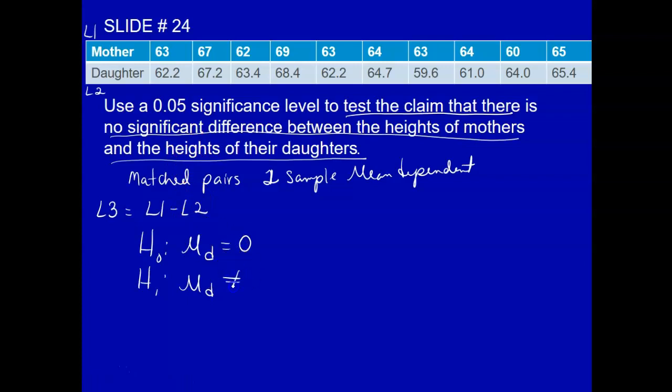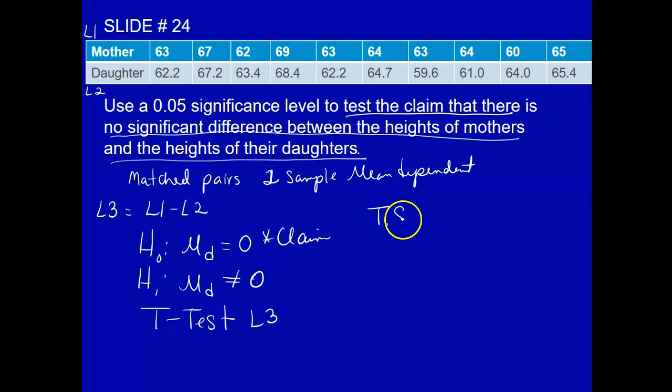So this would be a does not equal to 0. This is my claim statement, because that's indicating there is no difference. Okay, so when I put this in my calculator, I'm going to use a t-test, and I'm going to do the t-test for L3. So make sure that you're doing a t-test for L3.